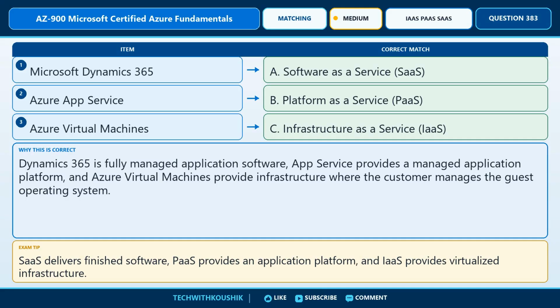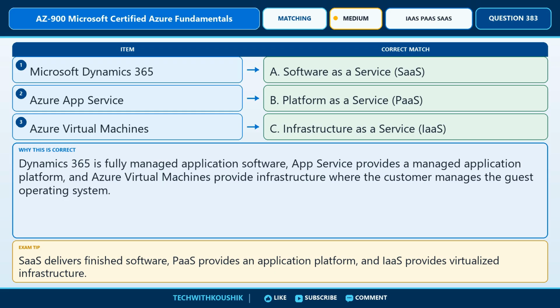Use these pairings. Microsoft Dynamics 365 goes with A. Software as a Service, SaaS. Azure App Service goes with B. Platform as a Service, PaaS. Azure Virtual Machines goes with C. Infrastructure as a Service, IaaS.